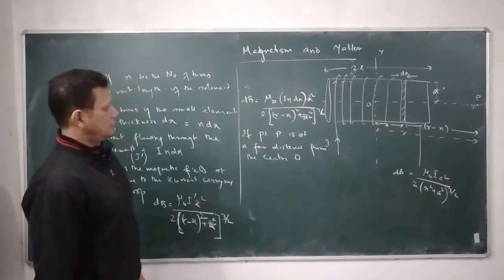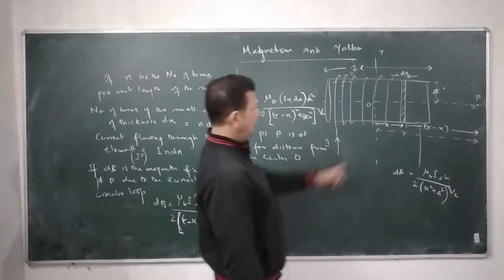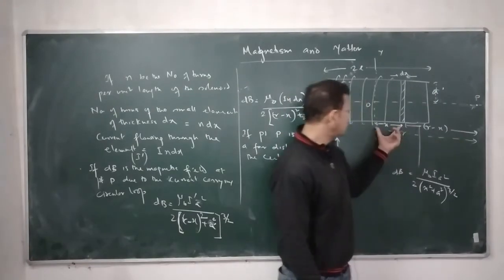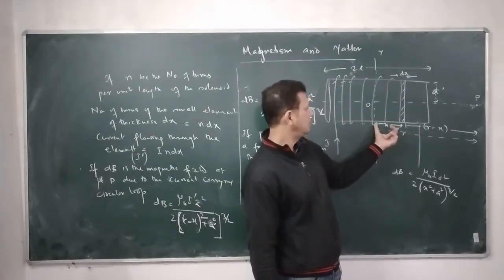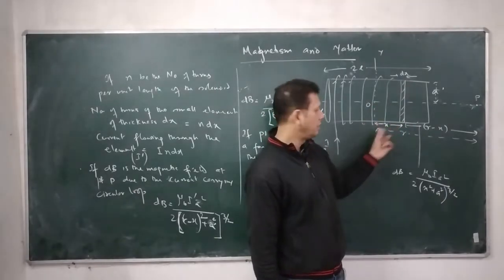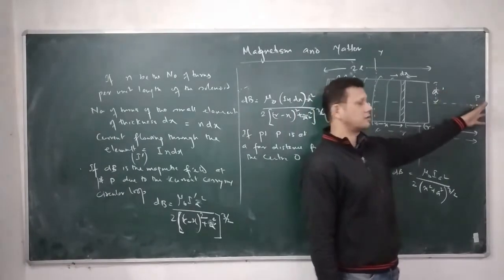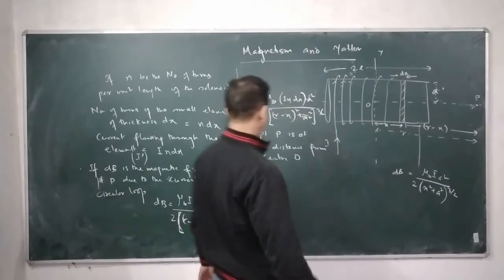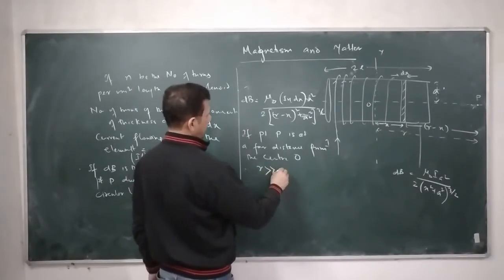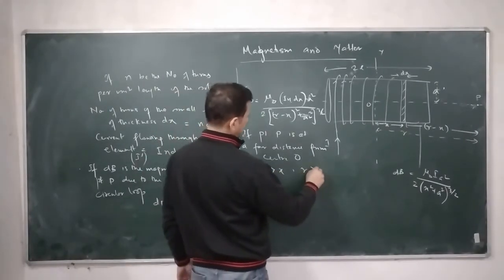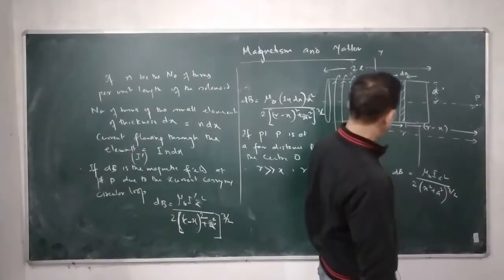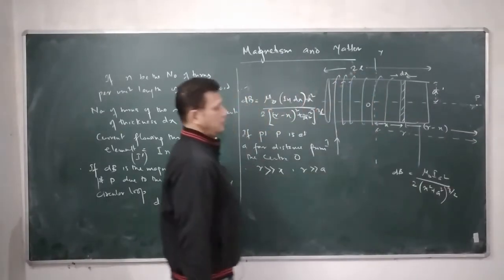Okay, so what will happen now? R will be much greater than small a. Also, R is greater than small x, because small x is the distance from the center of this circular loop, so definitely x is very small in comparison to R. If the point P is considered at a far away distance, then R is very much greater than x, and also R is very much greater than A. The radius of the solenoid is taken to be very small in comparison to the distance R.